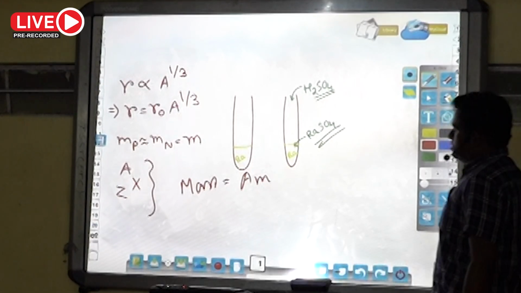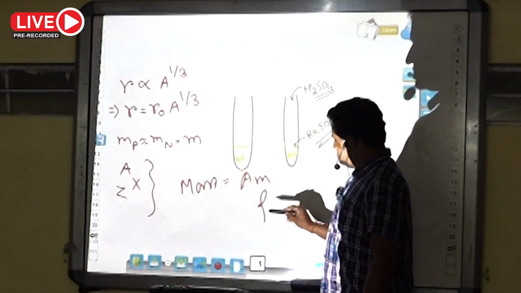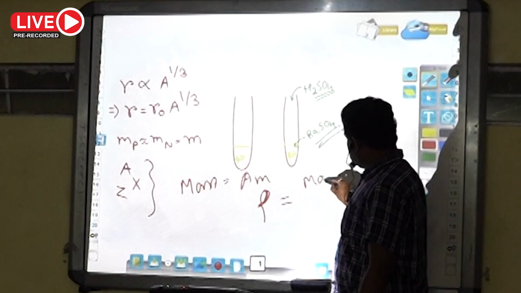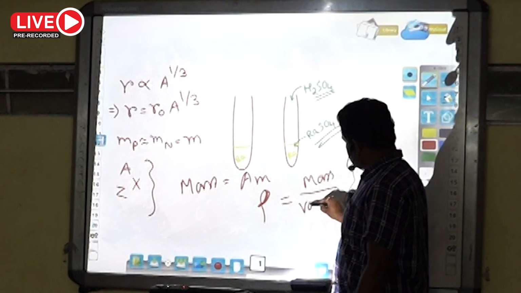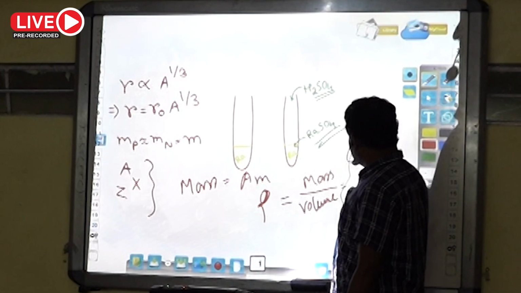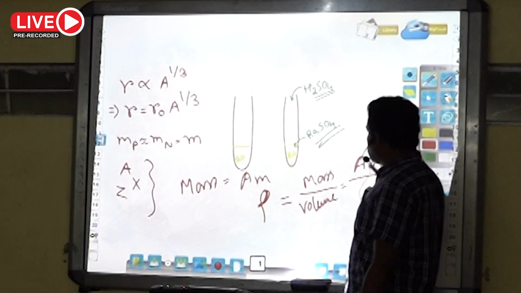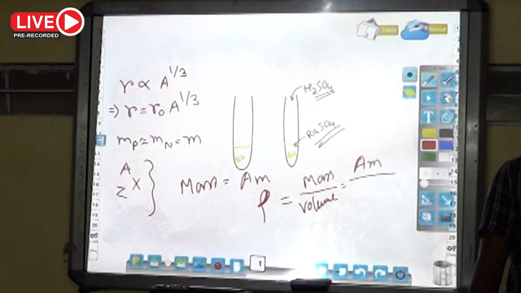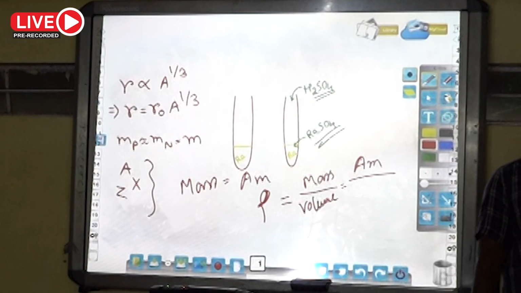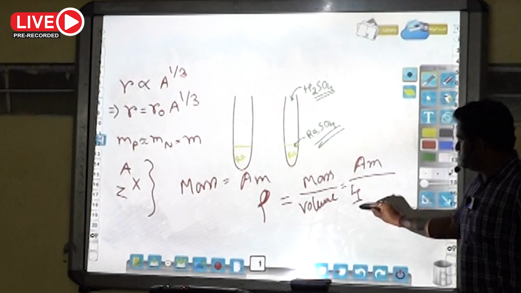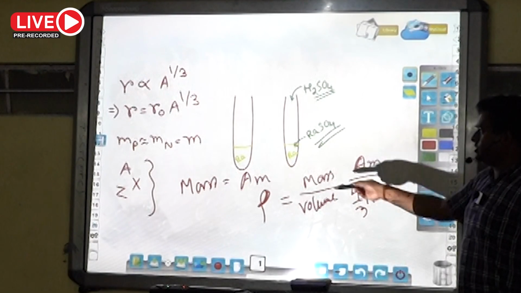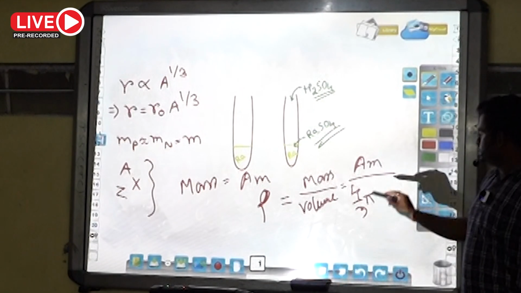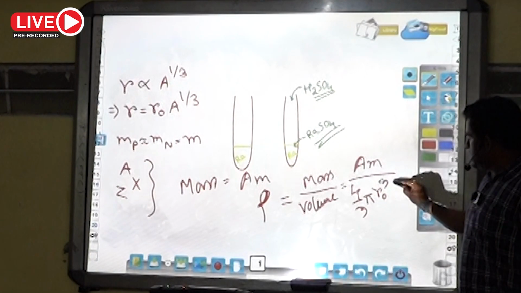Now I want to measure the density, rho. That is equal to mass by volume. We can consider mass equal to A m. Now, what about the volume of a nucleus of radius r? It is spherical, so the volume will be 4/3 pi r cube. So put 4/3 pi r cube. But what is r? R naught A to the power 1/3. So it will be r naught cube A.